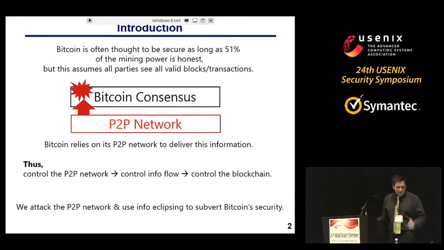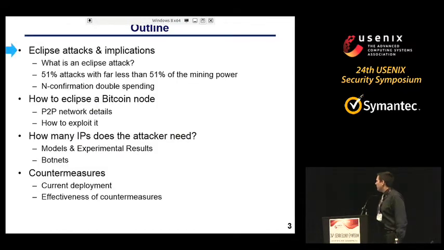In this talk, we're going to attack the peer-to-peer network and use information eclipsing to subvert Bitcoin security. So first I'm going to tell you what an Eclipse attack is and the bad things you can do with an Eclipse attack. Then I'm going to show you how you can get into position to perform an Eclipse attack on the peer-to-peer network, and the resources necessary to do this. And then finally, I'll discuss our countermeasures and their deployment in the Bitcoin ecosystem.